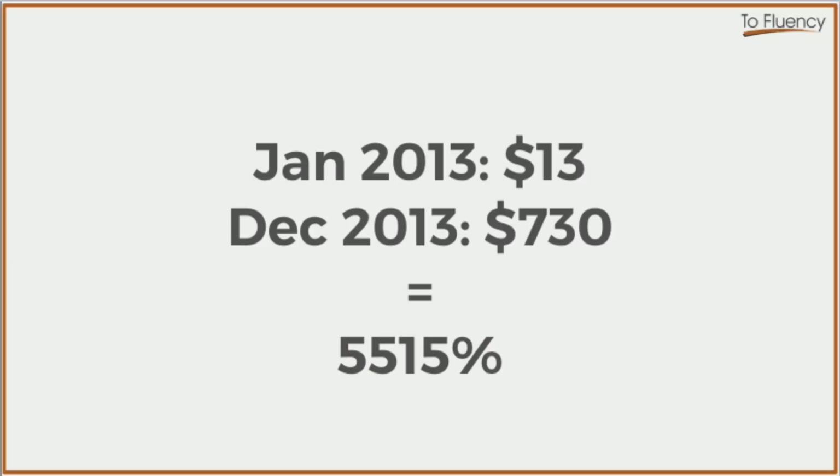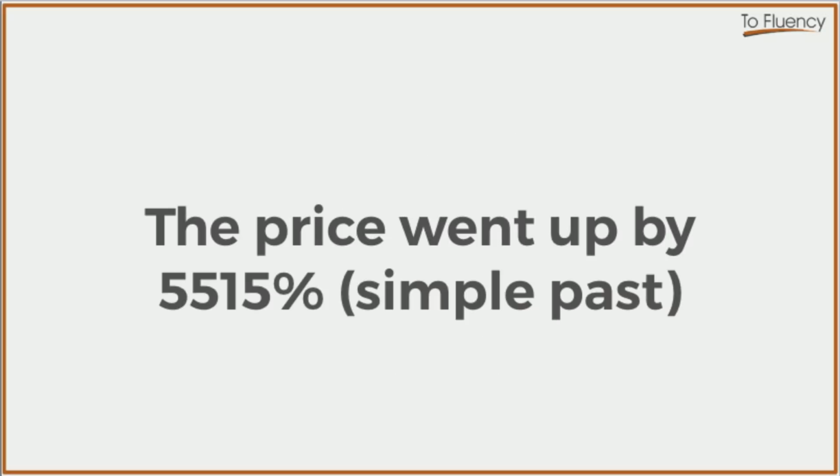But look at this example. January 2013, December 2013. It was $13 in January. It was $730 in December. That's a difference of 5,515%. What tense do we use here? The price went up by 5,515% using the simple past. Okay.